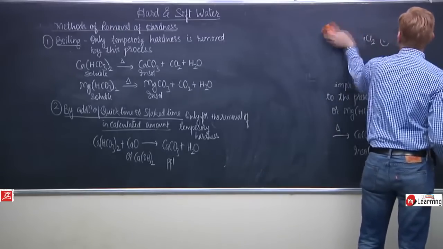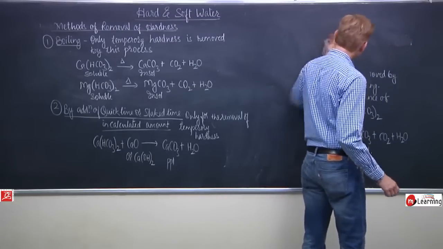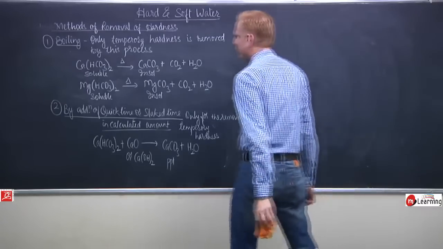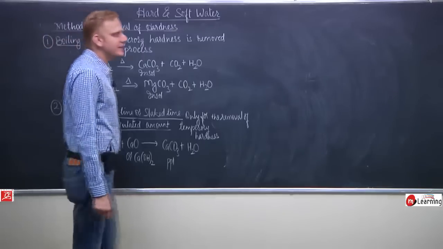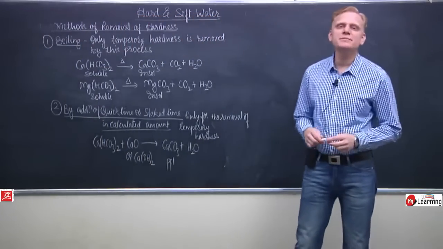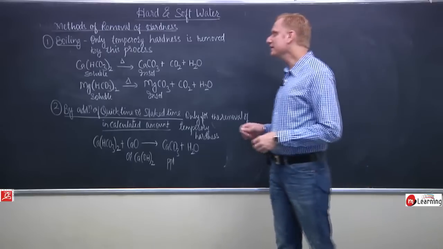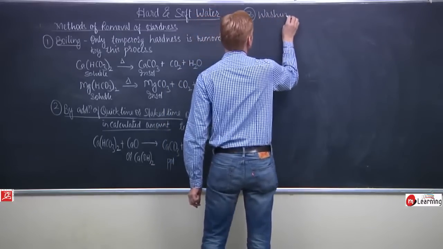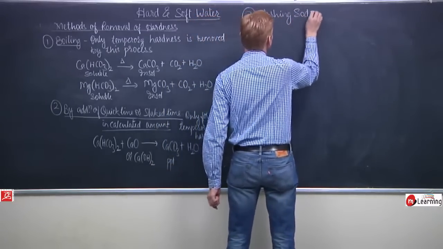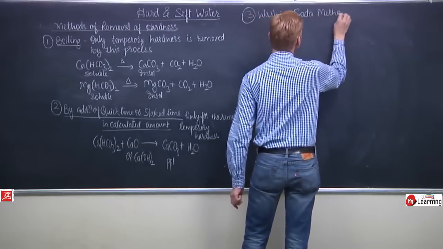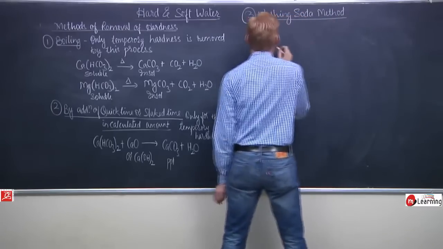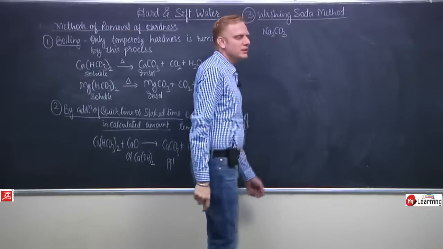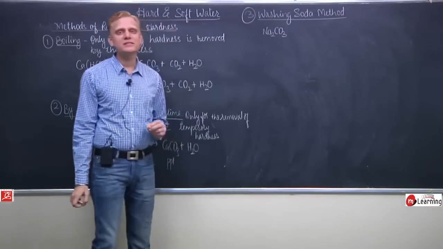Now we have one more method by which hardness can be removed, because now the question is about permanent hardness. If the sample of water has permanent hardness, what will be the method to remove it? Here we have one more method, that is called as washing soda method. I hope you know what is washing soda. Washing soda is sodium carbonate. Hydrated sodium carbonate is called as washing soda.